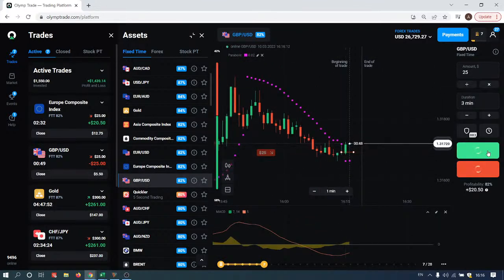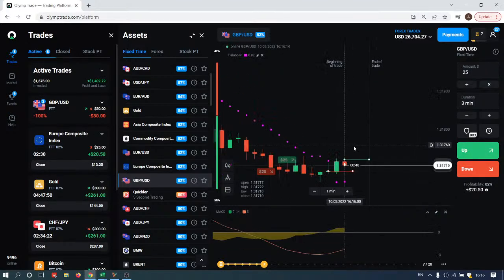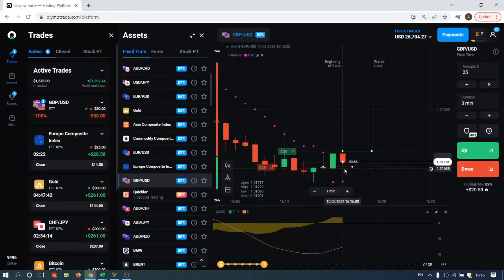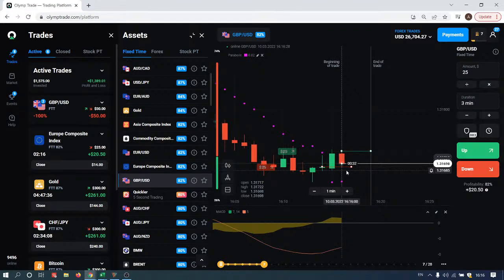So a reversal on GBP USD. Even though I have a down trade, now I can open an up trade here as well. So that's combining two signals on one asset, because the signal from the strategy is now a different one.